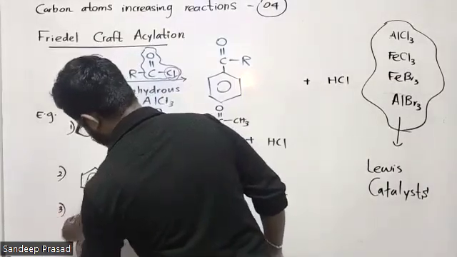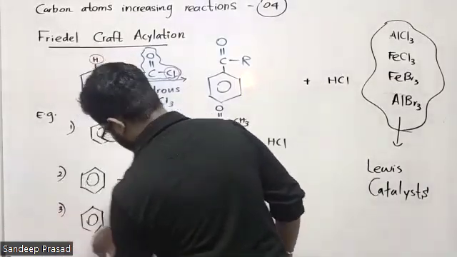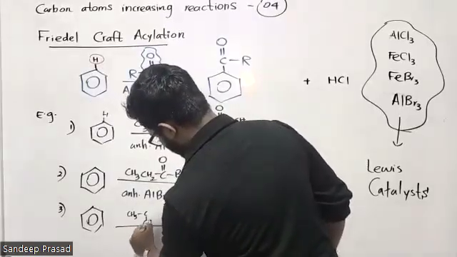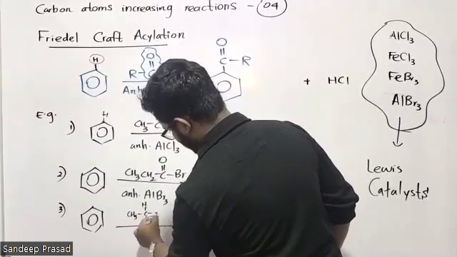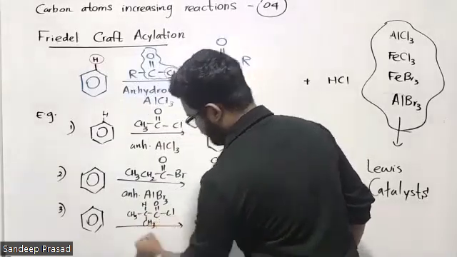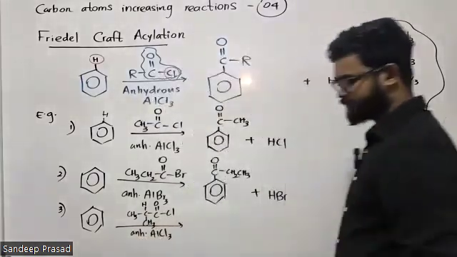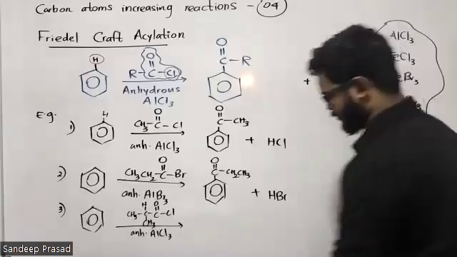Third example, we have a benzene ring and we are going to add CH3, C, CH3, H, C double bond Cl, and anhydrous aluminum trichloride in this way. Okay. So then what should be the product?